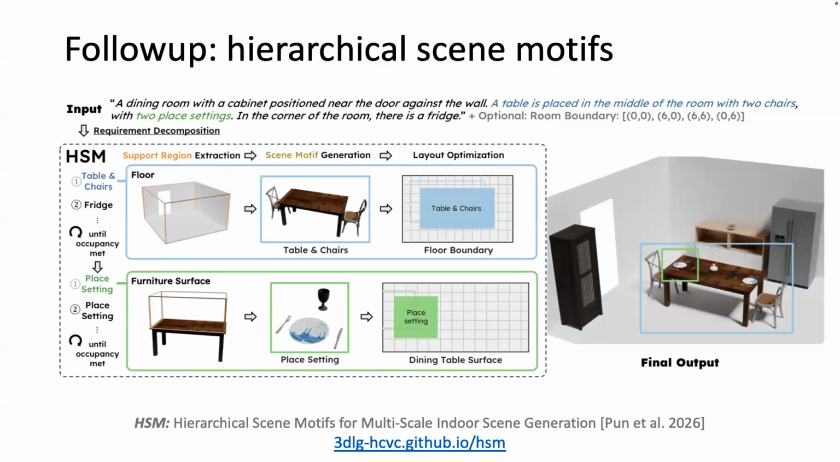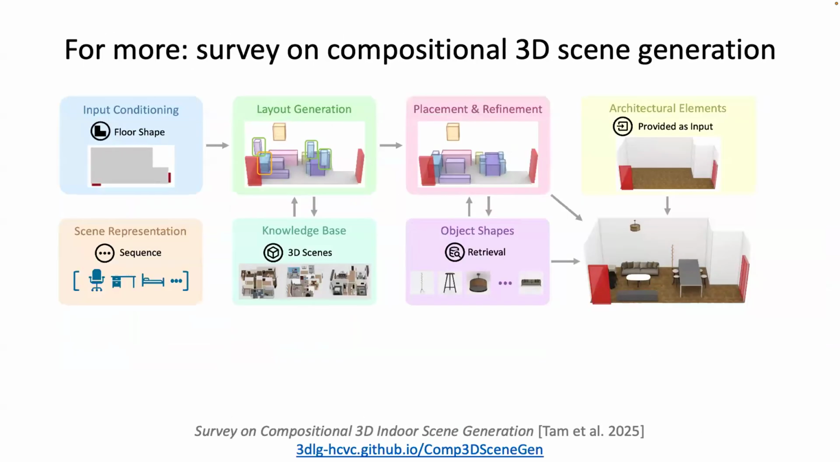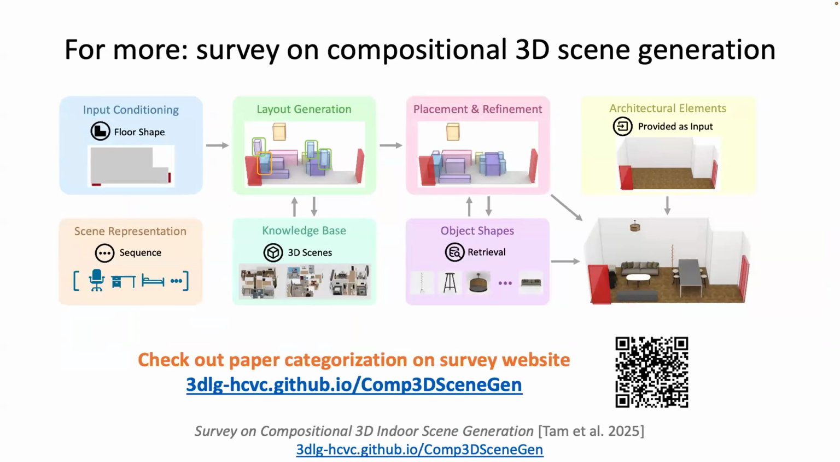This strategy of compositionally putting together 3D scenes from pre-existing objects is quite powerful. There's been quite a bit of work in recent years on this. And for more on the body of work that has been done in this area, I would suggest that folks check out this survey paper that tries to categorize what has happened over the past few years on compositional 3D scene generation.